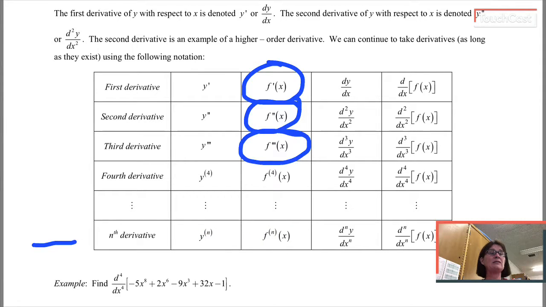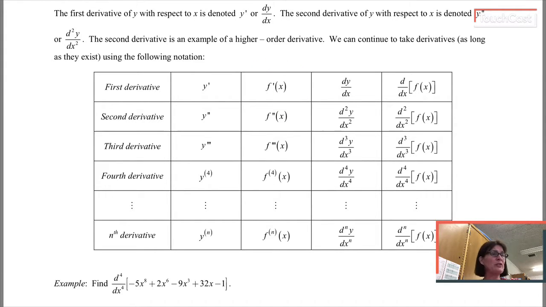Since I was trying to save paper, remember, I might have asked you a question from the 3.3 section that has these higher order derivatives on it. And now you can just go back and finish it up. Let's do this example.